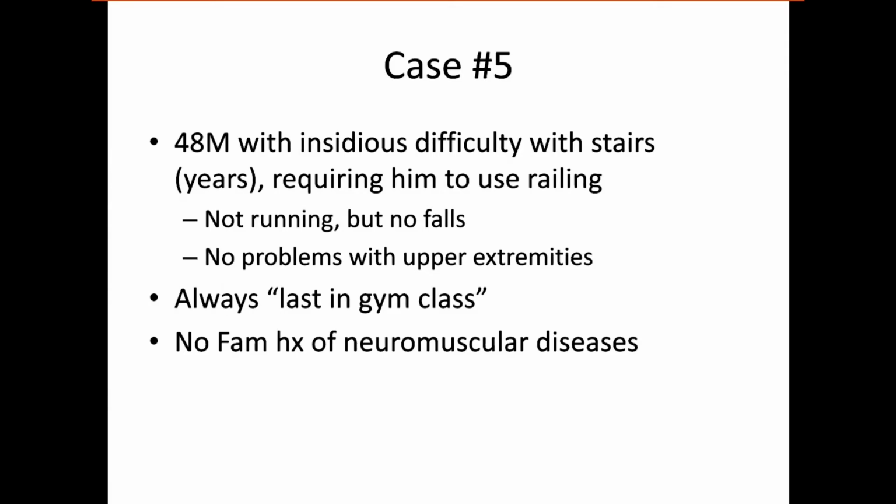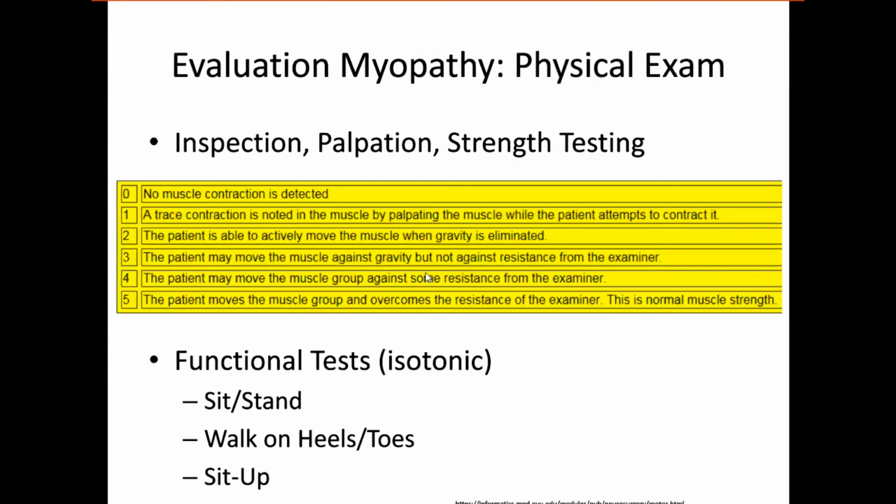Inflammatory myopathies will present usually subacutely, so over a period of weeks to maybe months. So the fact that this is really going on for years, and there's this sensation this could have been going on for a long time, right? So this patient ended up actually having a muscular dystrophy.